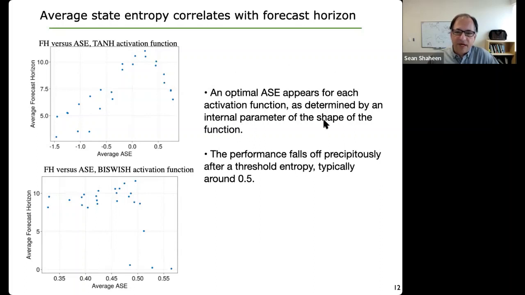So the conclusions are that there does appear to be an optimal entropy for the system, and it's not predictive of the forecast horizon for a given instance, but there is an overall trend if you look across versions of a given activation function. And then just generally, you want to be below a threshold value of around 0.5, after which the performance really drops. So this is just kind of an initial investigation, and it suggests that one could look at the thermodynamics of the reservoir as a proxy for how it can perform.